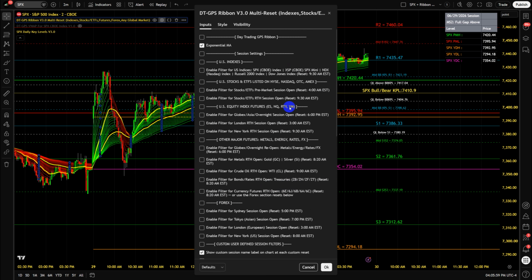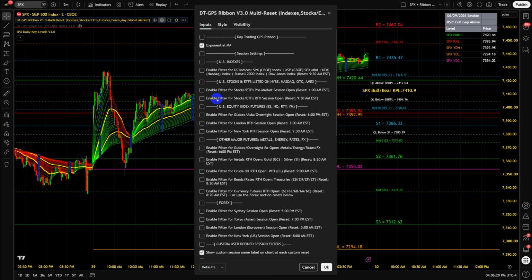But specifically for SPX, we have enable filter for US indices. Right now the filter's off. So you can see what happens on a day where you have a significant gap up. You're going to get this hangover effect from the previous close. And this can be a problem if there is a significant reversal early on in the session, as we had today.